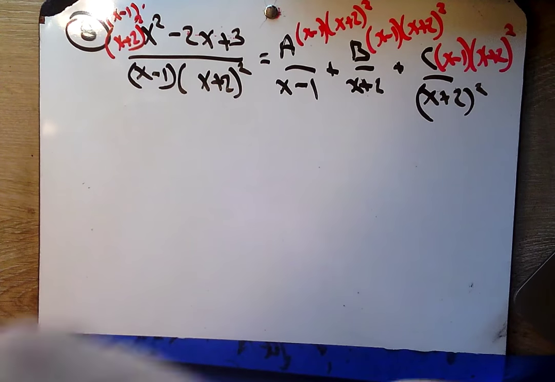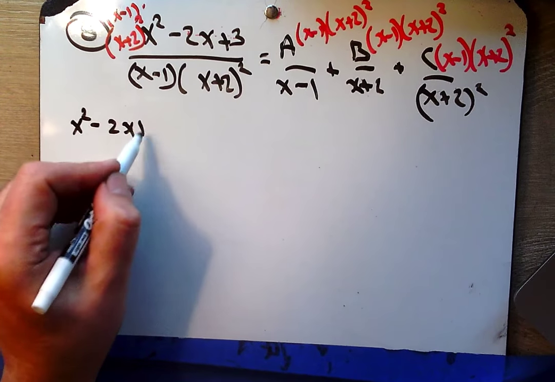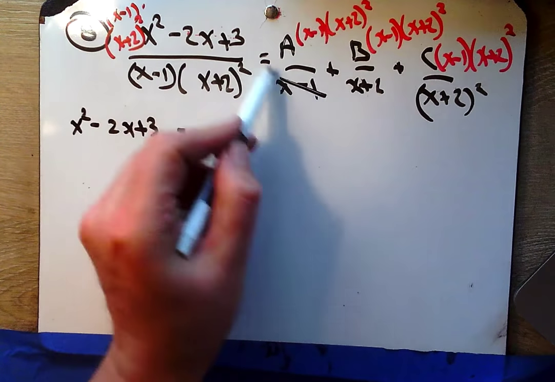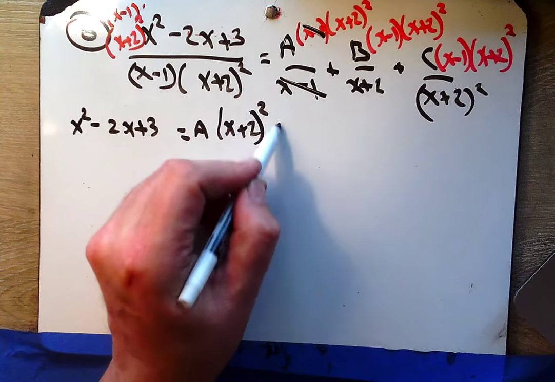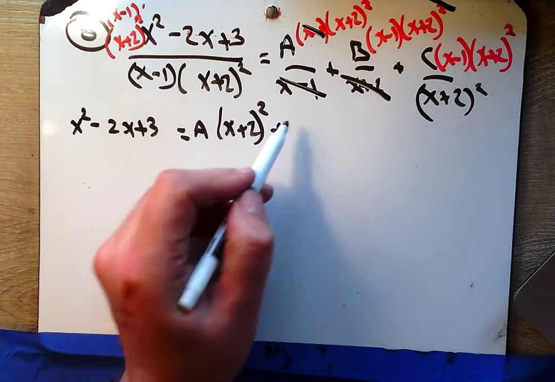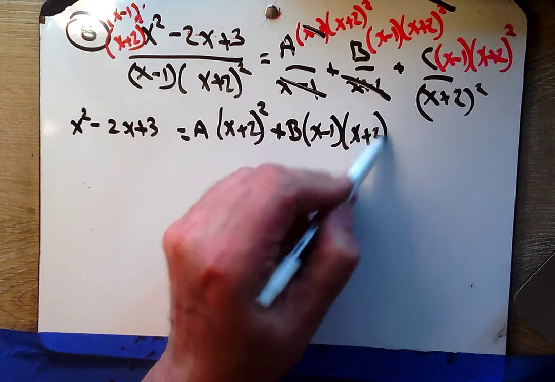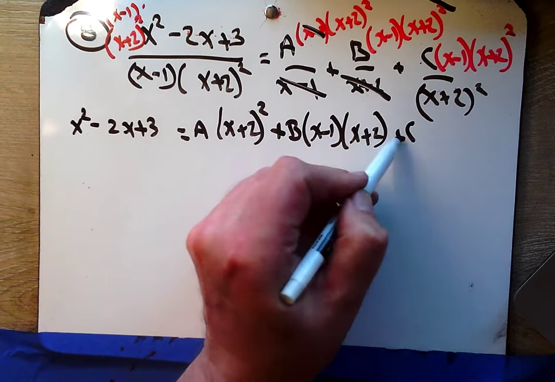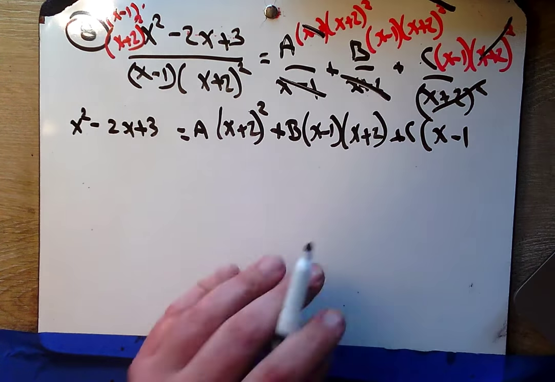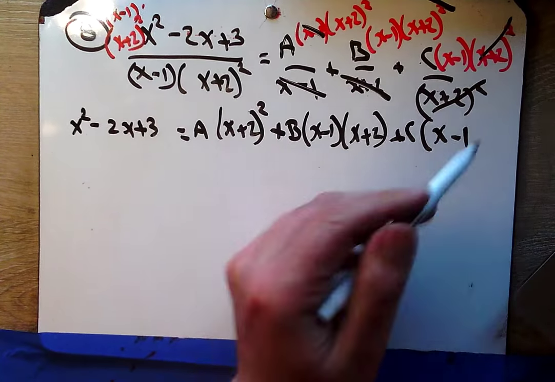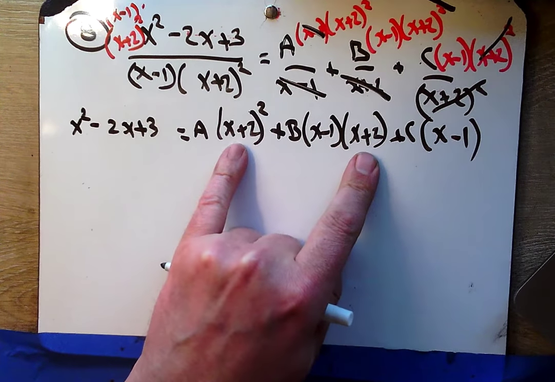So when I'm done with all my canceling, I end up with x squared minus 2x plus 3. Here these cancel, leaving me a times x plus 2 squared, plus this cancels one of those, b times x minus 1 times x plus 2, plus c. And then these cancel these, and we just have the x minus 1. So I see that 1 is a magic number. I see that negative 2 is a magic number.